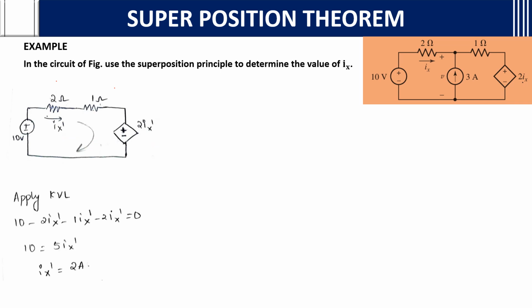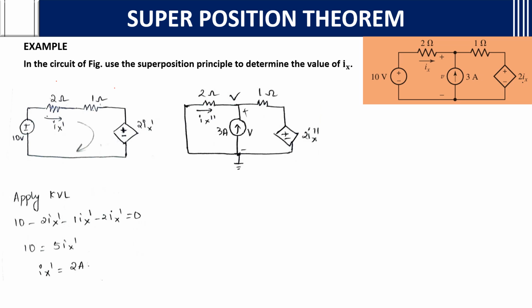As you know KVL, you can easily apply it: 10 minus 2 Ix dash minus 1 Ix dash minus 2 Ix dash equals 0. You will get Ix dash equals 2 amperes. Then what do we need to do? Then you remove the voltage source by short circuiting it, and keep the current source, 2 ohms and 1 ohm. Ix double dash you take here. Here also you take 2 Ix double dash.